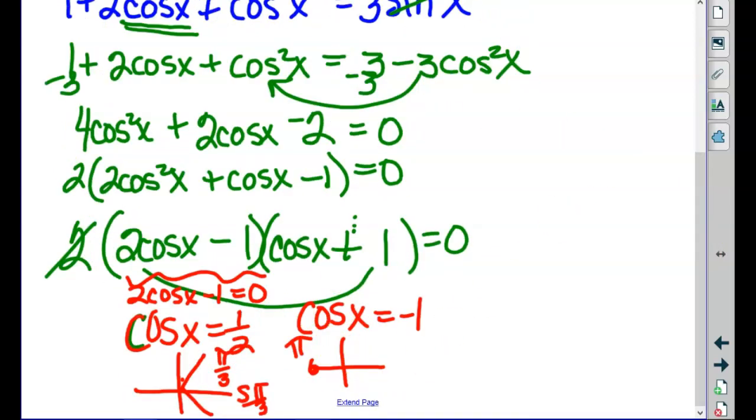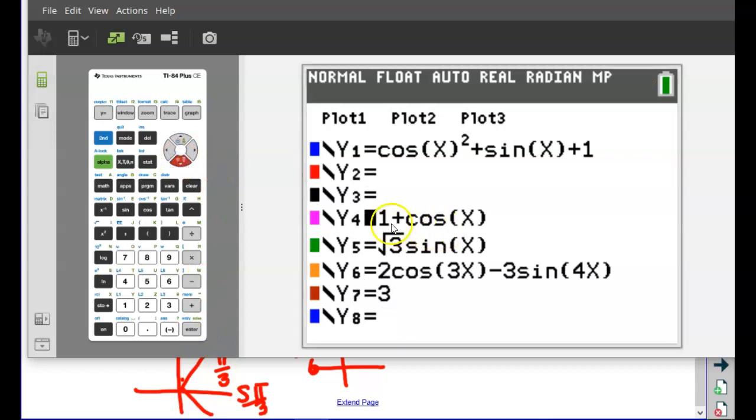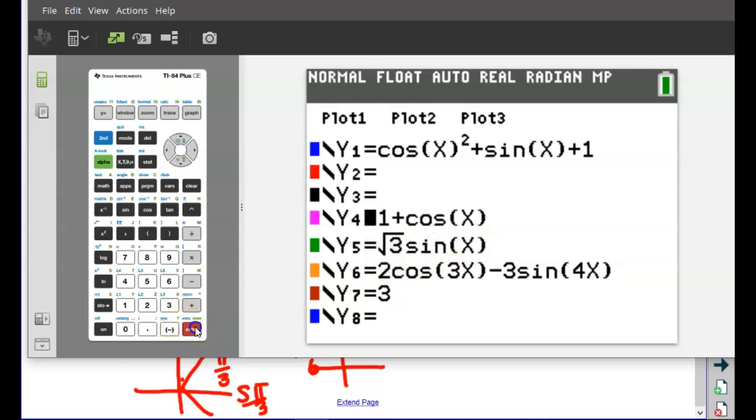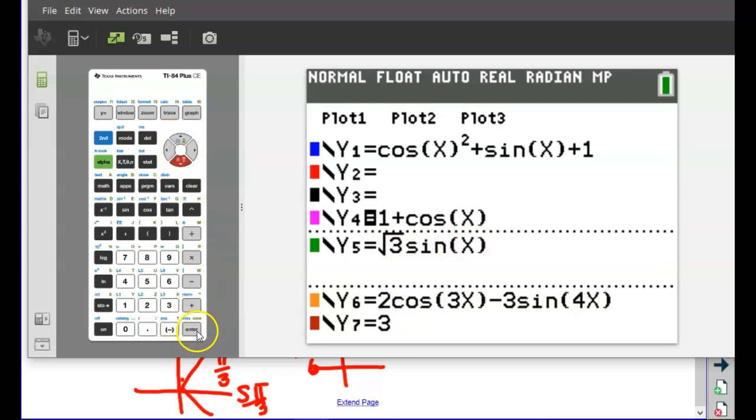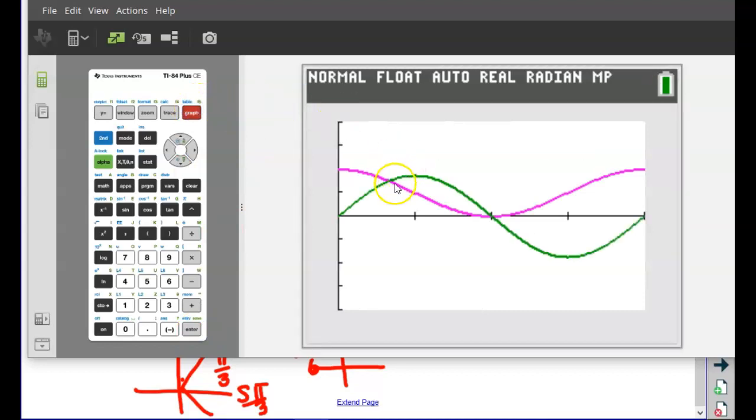So I think I graphed it. I'll turn that one off. Is this what it had originally, guys? This one, 1 plus cosine of x equals the square root of 3 sine x? So if I turn both of those on, I want to see where they intersect. And it looks to me that I only have 2 solutions, okay?